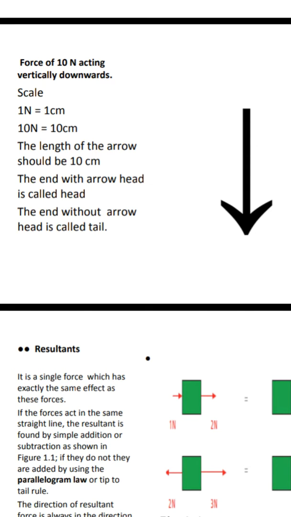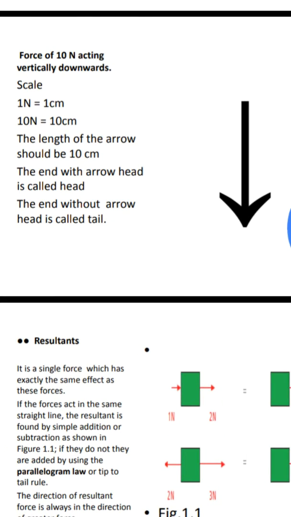The line will be drawn having length 10 centimeter and then arrow will be added to the line at the lower point of the line as direction mentioned is vertically downwards. If the direction was mentioned vertically upward, then the arrow will be drawn at the upper point of the line. So this is a simple way of representing a single force by drawing a line with the arrowhead.